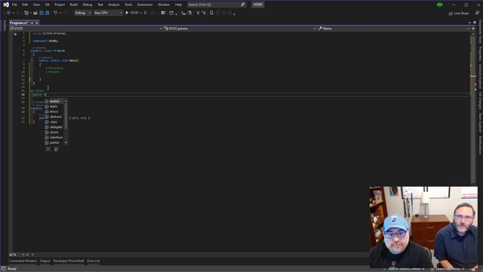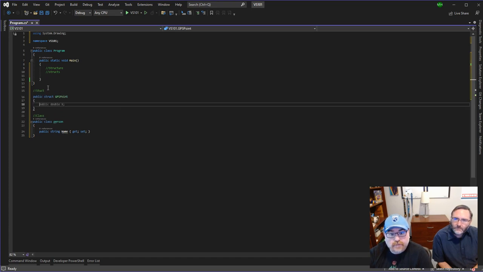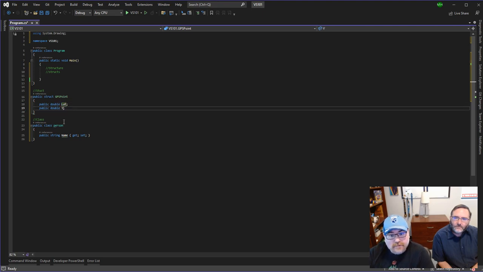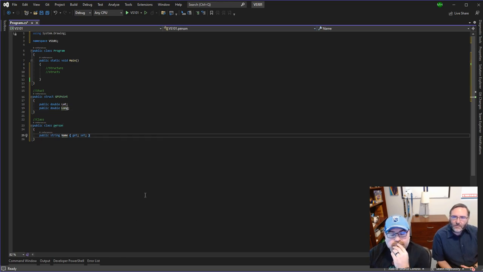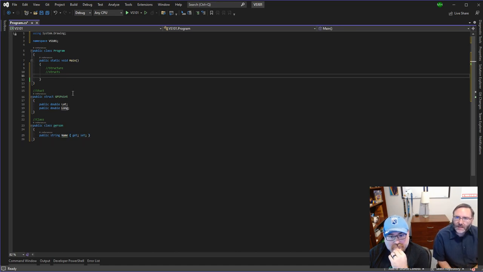So we can make a struct. Let's make a struct for a GPS point, which is going to have probably two floats or two doubles, latitude and longitude. I'll just call them lat and long. So that's a great example of a struct. It has a small amount of data in it. In this case, we're putting two doubles together. We're wrapping them up into one reusable struct. And just like a class, we can instantiate that struct as many times as we want.